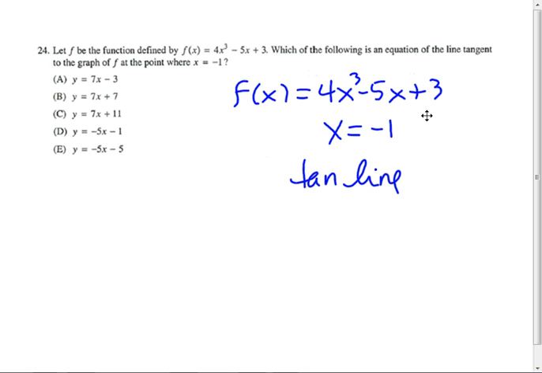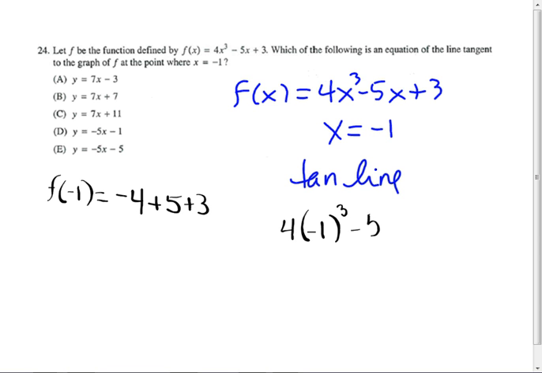I would do point slope form because it's much easier to go from that to y equals mx plus b. So what's it going to be? It's y minus, oh, x is -1. So what's f of -1? Anybody figure that out yet? No, just f of -1, because you need an ordered pair. It's -4 plus 5 plus 3. Because it's -1 cubed minus 5 times -1 plus 3. So that's a -4.